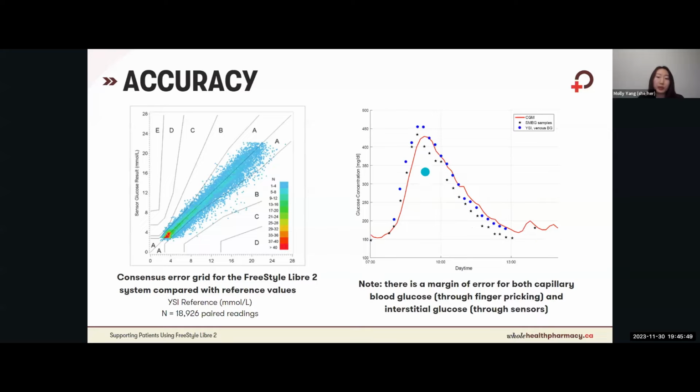As you can see, sometimes finger pricks are a better representative of the true blood glucose, and other times the red line or CGM is. At the end of the day, the takeaway is that there's a place for all of these blood glucose monitoring systems, and they've all been tested for accuracy.